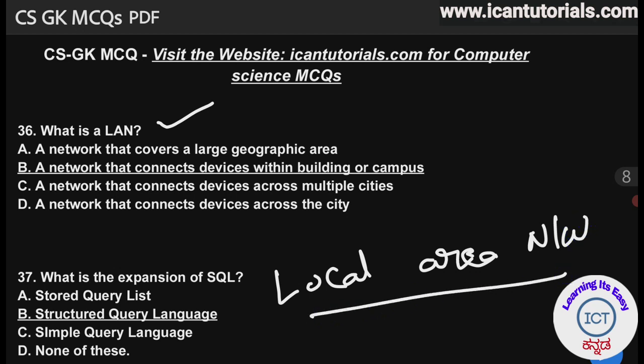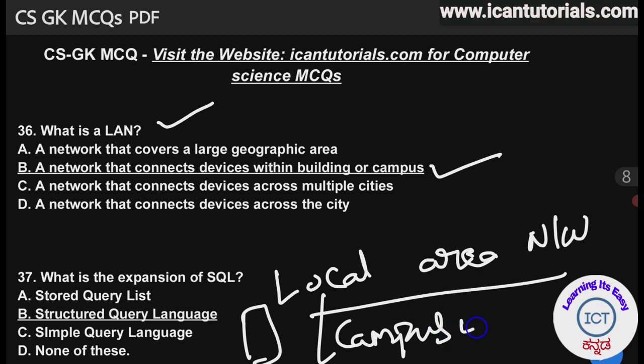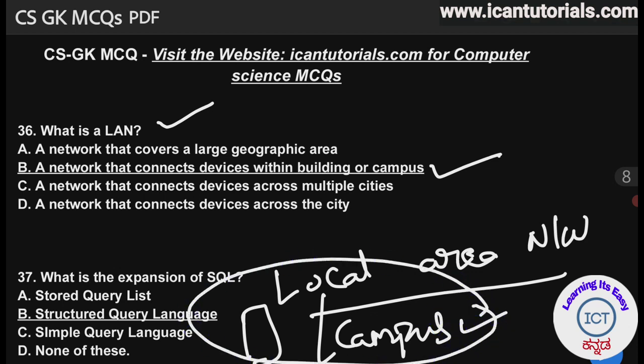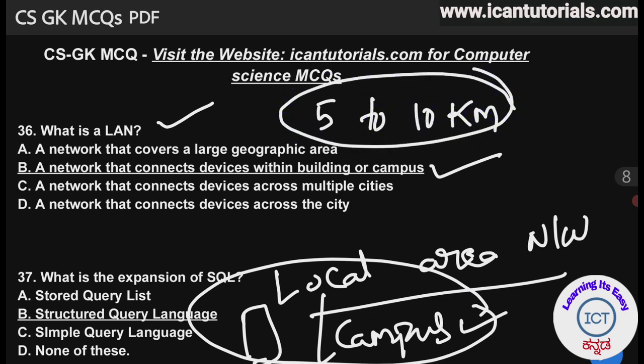LAN, option number B, is a network that connects devices within a building or campus. If you consider a big building, or the campus of a school or a college or a company, within that campus the local area network will be spread. The range of the LAN will be approximately 5 to 10 kilometers. The range of the local area network LAN is 5 to 10 kilometers.